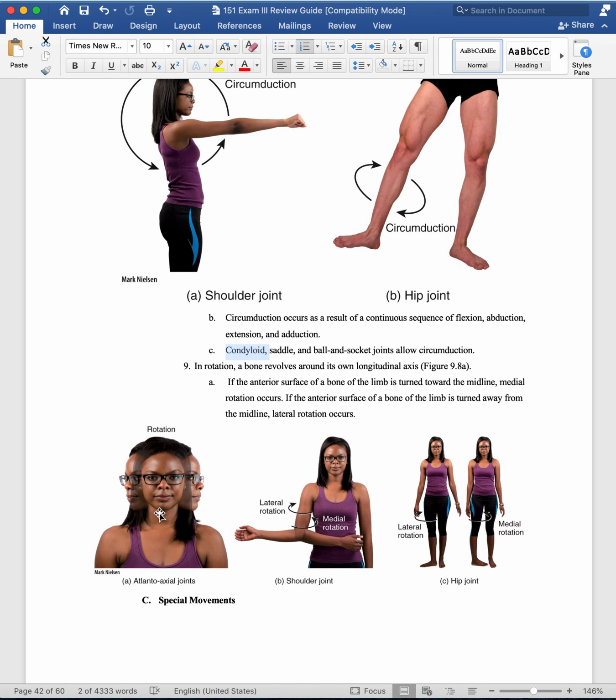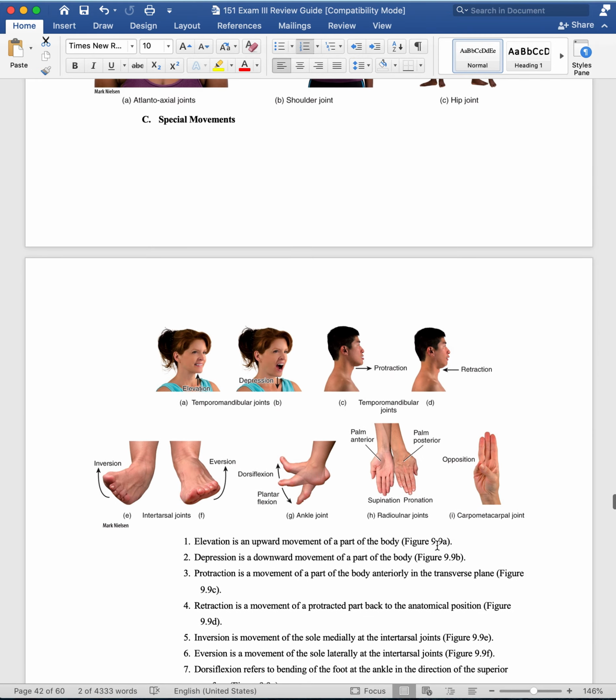We also have rotation, where we're able to move, for example, left and right. If you're looking at the arm, we have lateral or medial. If you're looking at the head, it's just going to be left or right rotation. Lateral rotation is when we're rotating outwards. Medial rotation, we're rotating inwards.